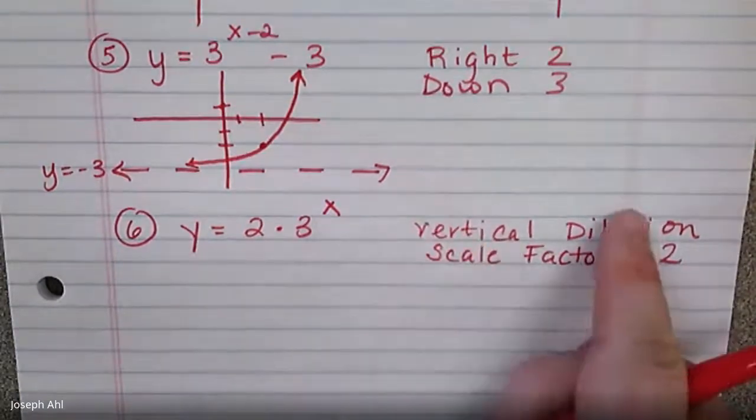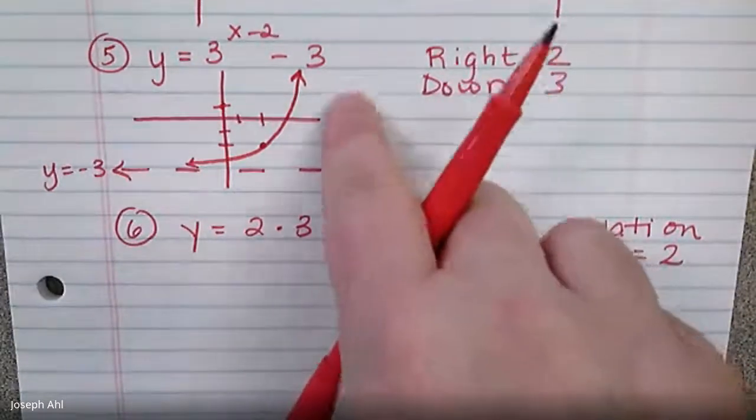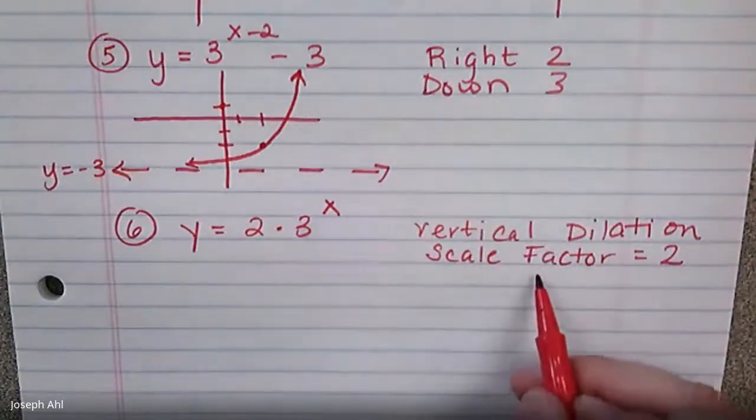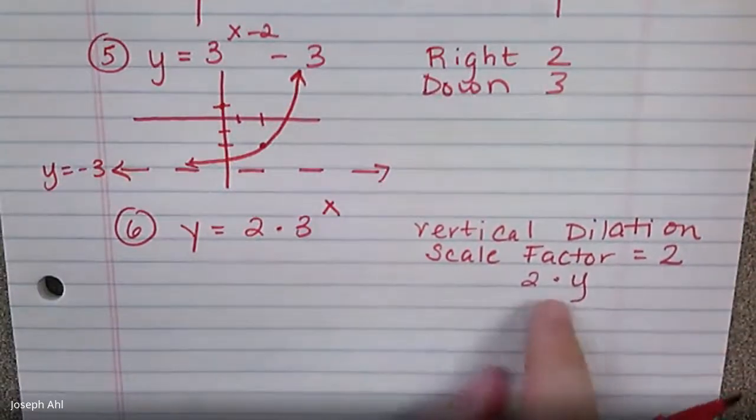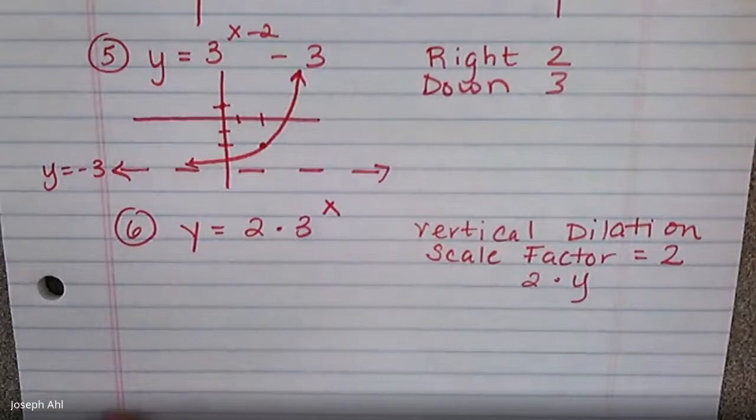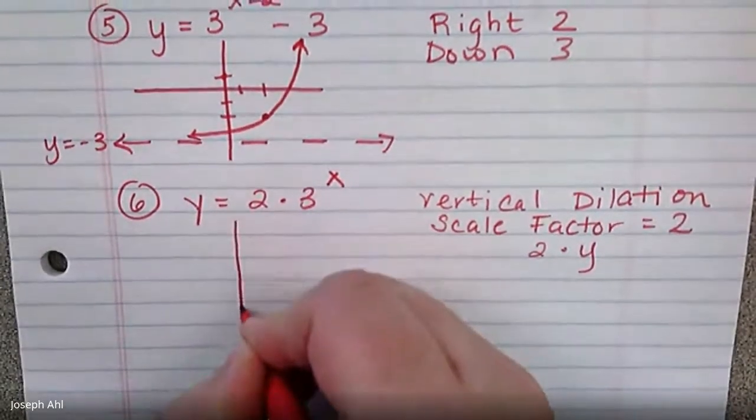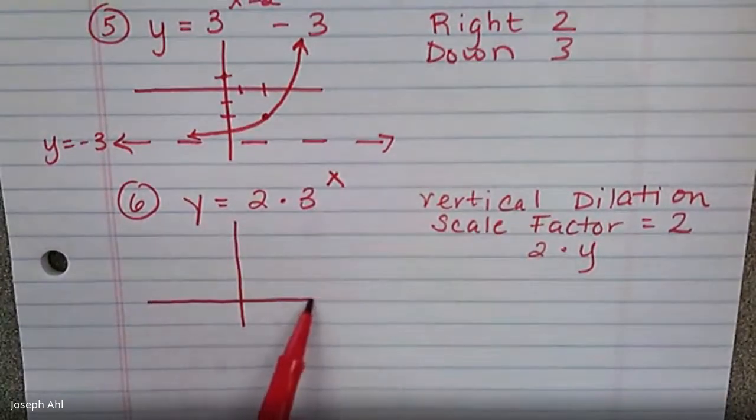Because it's a vertical dilation, vertical means it's affecting the y values. So you're going to take all the y values and you're going to double them. So what happens to the graph? If I look at what 3 to the x looks like, I'm going to try and graph them on the same set of axes.